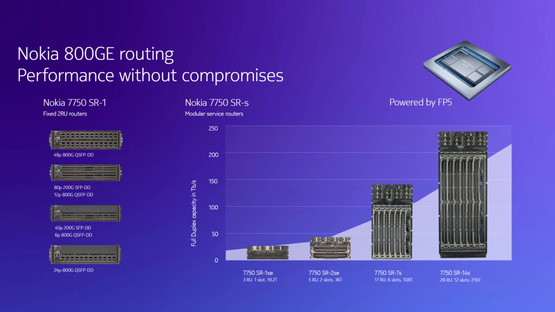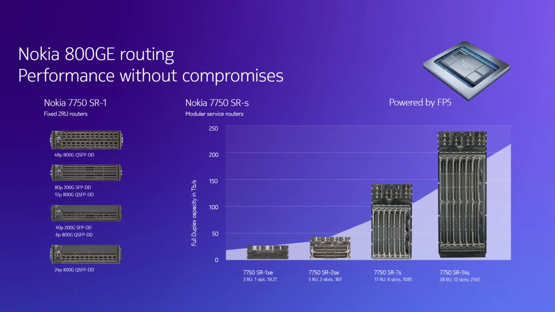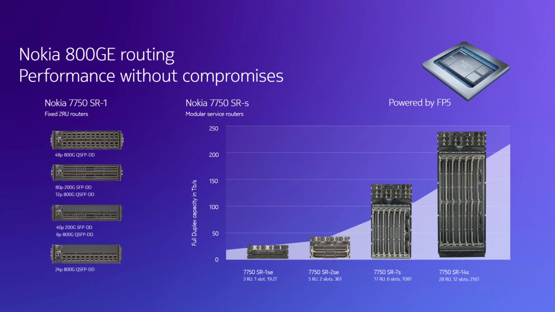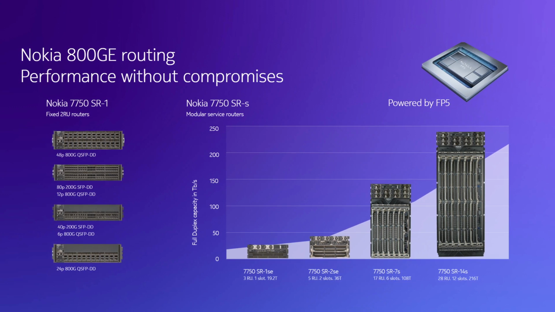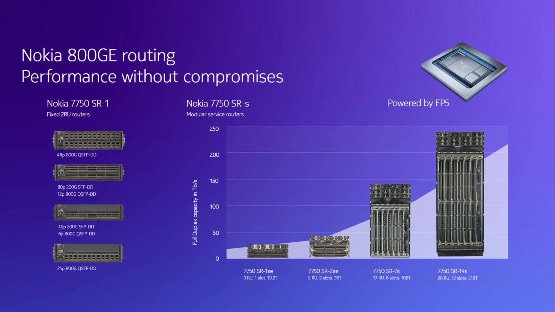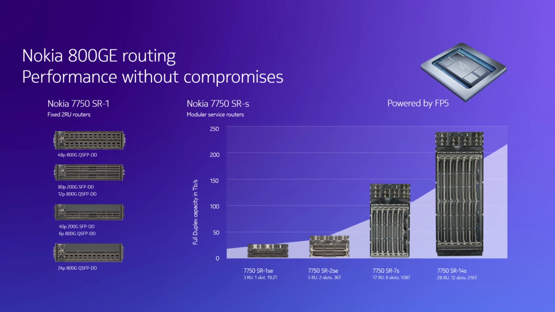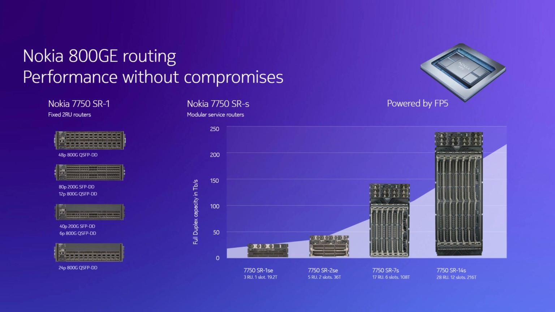Energy and real estate are expensive resources in limited supply that have the potential to stifle network growth. Nokia 800 GE routing solutions are available now to help operators address their need to sustainably grow capacity in their available resource footprint.